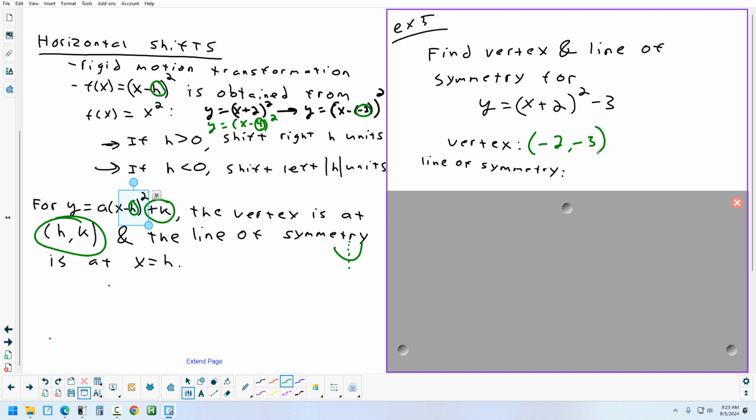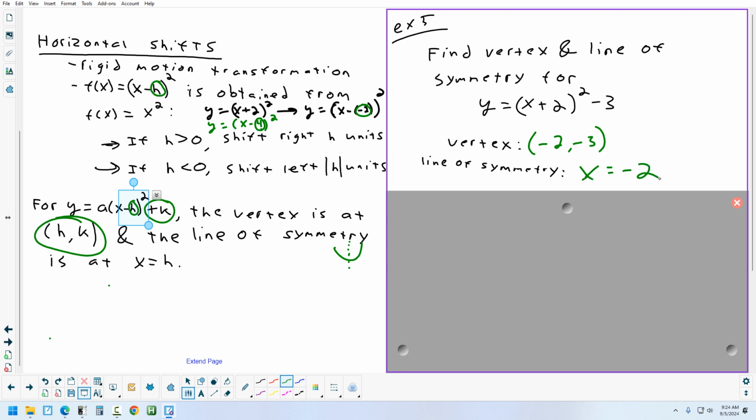And what about my line of symmetry? How about Lizzie? What would my line of symmetry be? -2. And how would you write the whole equation for it? You want to help her out? How do you write the equation? How does the equation for the line of symmetry for any parabola start? Yeah, x equals. Because it's a vertical.